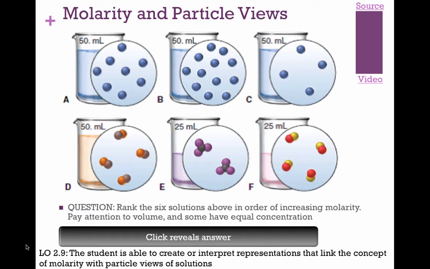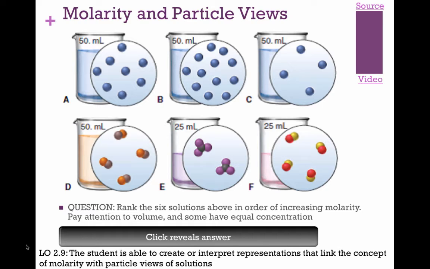Yeah, look at B. Count. Think of each particle as a mole. You have 1, 2, 3, 4, 5, 6, what, 12? 12 moles in 50 milliliters. This one is 1, 2, 3, 4, 5, 6, 7. This is 8 in 50.